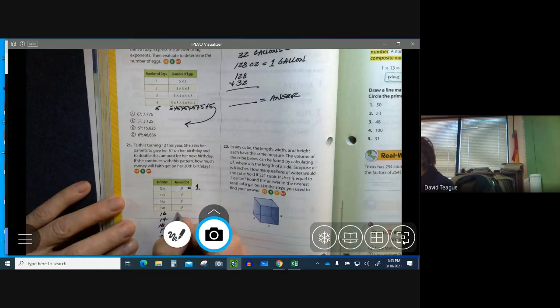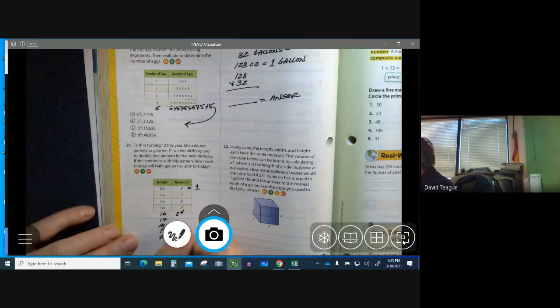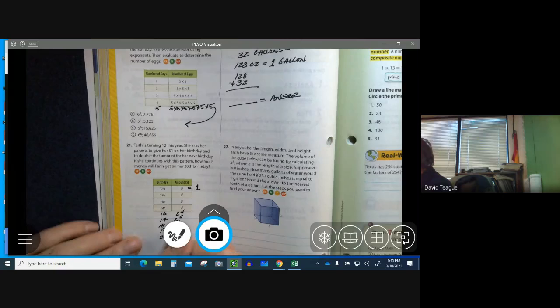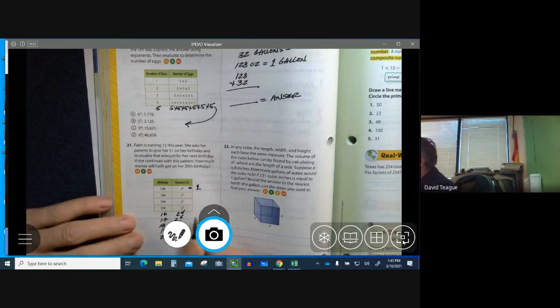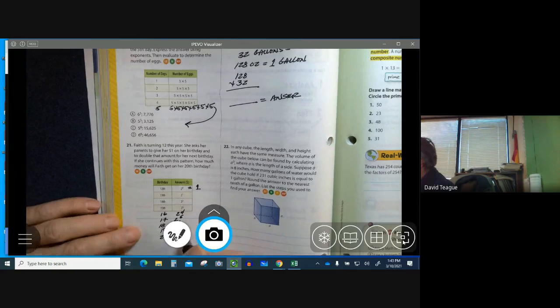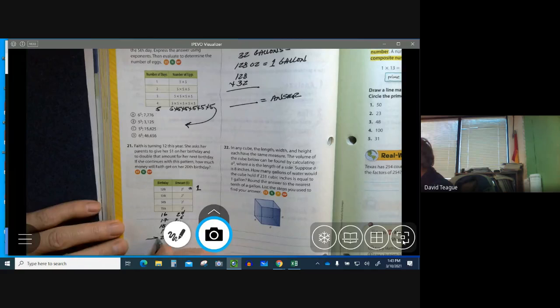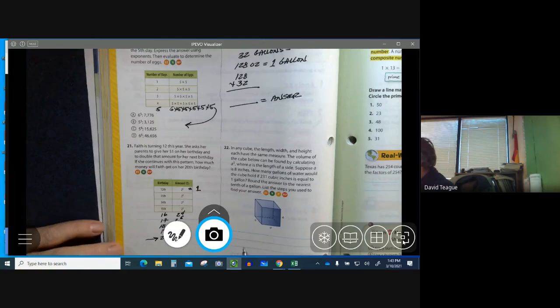So this is going to be 2 to the 4th. 17th is going to be 2 to the 5th power. 18th is 2 to the 6th. 19 is 2 to the 7th power. And 20 is 2 to the 8th power. Okay? So now we know that this is how much money she's going to make on her 20th birthday.